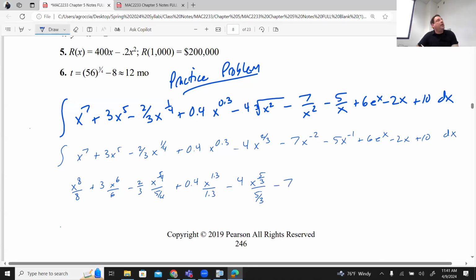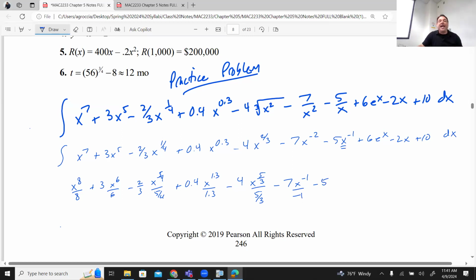Minus 7. Now, as soon as we see a negative, you're like, special case. Not true. Negatives are fine. The only special case is negative 1, and we'll talk about that in a minute. Negative 2 is no problem. Add 1, you get negative 1, divide by negative 1. It's just like all the rest. And then the minus 5.